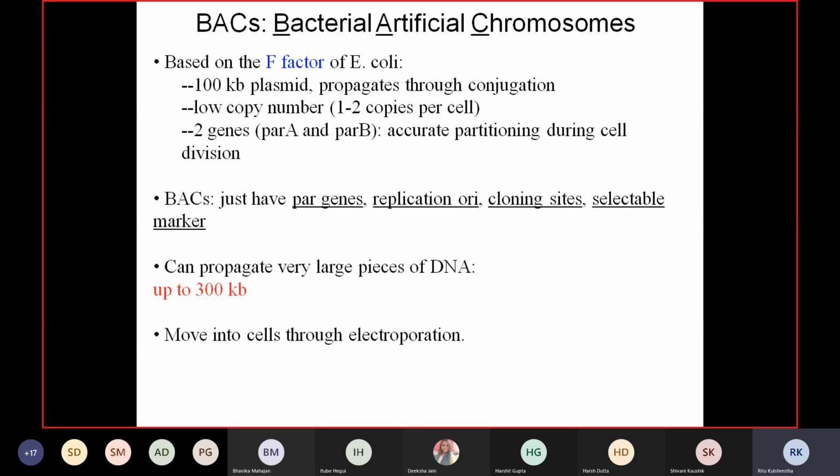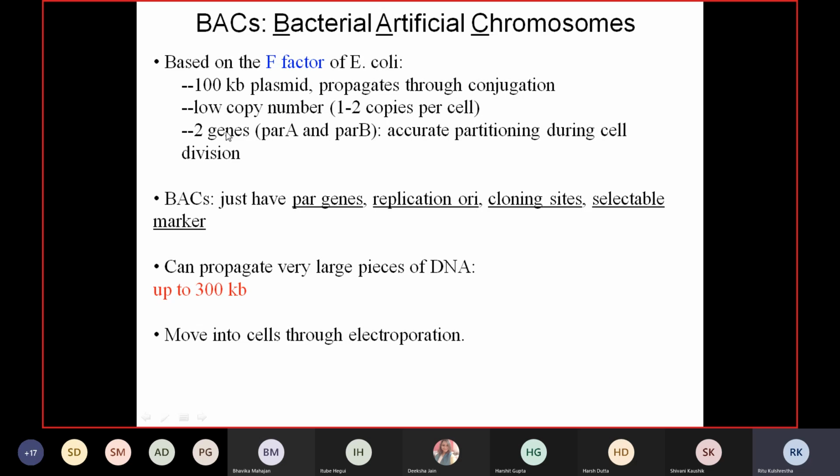So coming to bacterial artificial chromosomes, another set of vectors. I know that too many vectors are being discussed, but they are all for different purposes, so I cannot skip those. Bacterial artificial chromosomes are based on the F factor. The size is around 100 kb, but they have been found to very stably propagate very large DNA pieces of up to 300 kb. So they have excellent cloning capacity, and some of the initial BACs had very low copy number because they were based on the F factor of E. coli, which is present in low copy number.